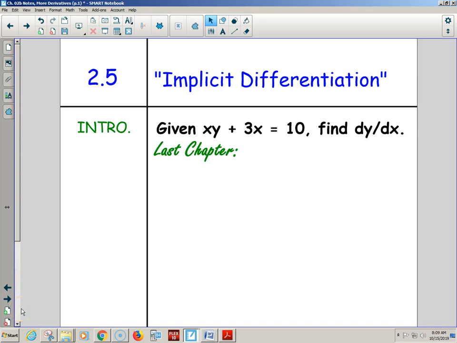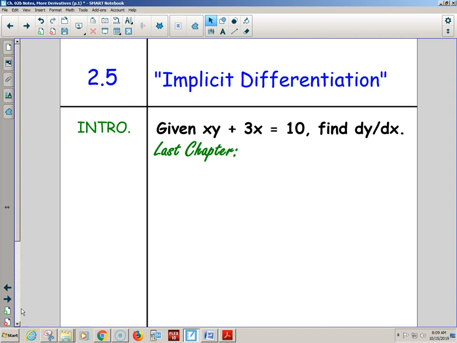We are starting chapter 2B. Title of chapter 2B is what again? More derivatives. More derivatives or more differentiation. We're going to do more. Why does that make sense? Because it's section 2.5 and the test ended at section 2.4. So we're going to do more of chapter 2.